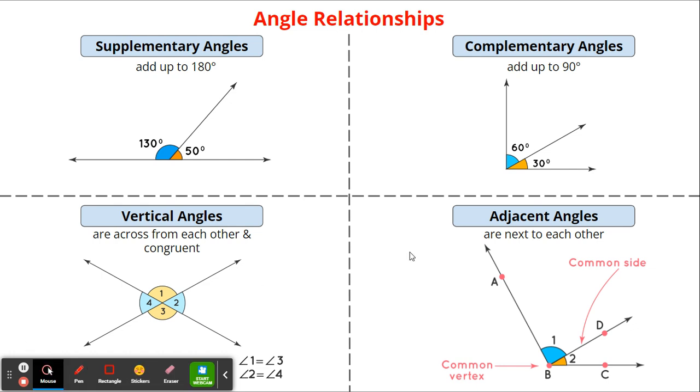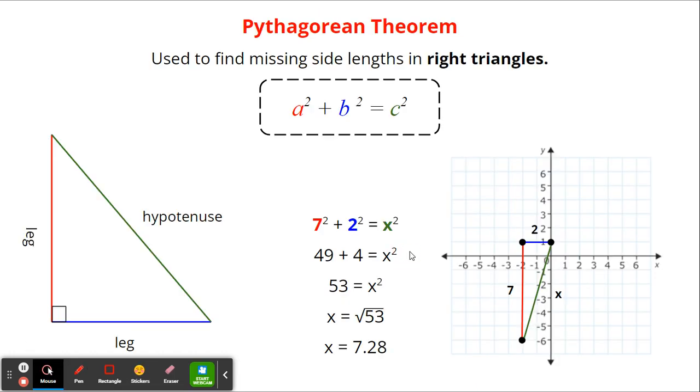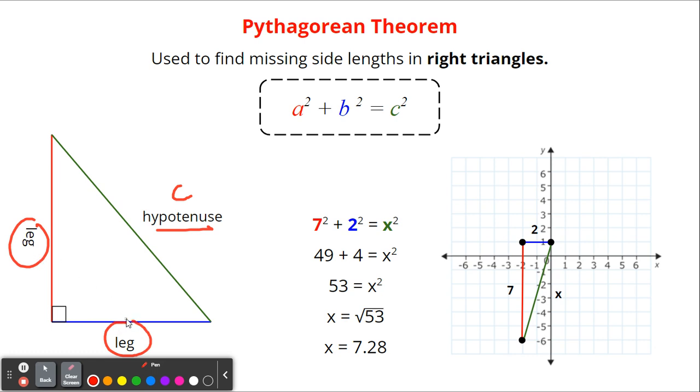We are also going to use the Pythagorean theorem for today. As you can see, we use that to find the missing side length in a right triangle. If you recall, the hypotenuse, our C, is the longest side of our right triangle. And our legs, A or B, which can be interchanged, are what we call the legs. We can use this to find the distance between 2 points as well and to find our missing side in a right triangle. Remember, this is only good for a right triangle.